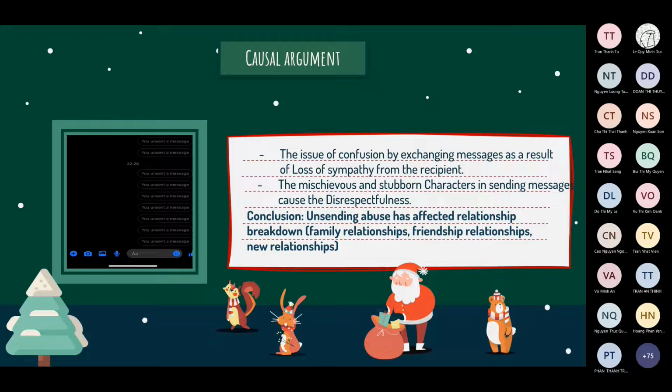The first, the issues of confusion by changing messages are the result of loss of sympathy from the recipient. If I were you, I would be ready and comfortable as well. The second, the mischievous and stubborn character in sending messages called disrespectfulness. In conclusion, unsending messages affects relationship breakdown in family relationships, friendships, and new relationships. Yeah, that's all.